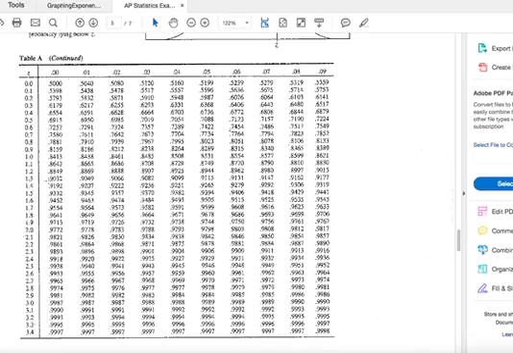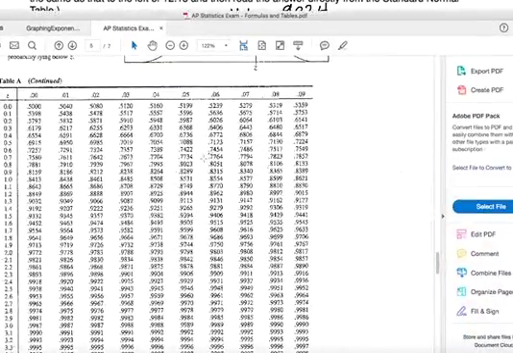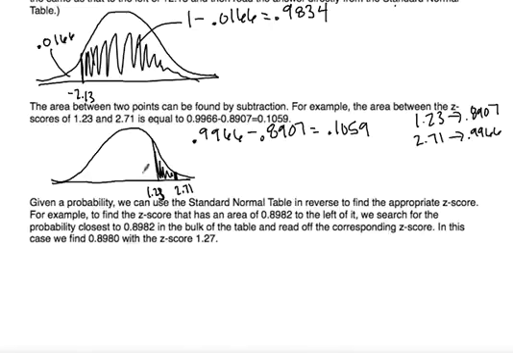The 1.3 row starts at 0.90, and the 1.2 row starts at 0.88, so we're going to be looking in this row. We are looking for 0.8982. So 0.8962, 0.8980, 0.8997. The one that's closest would be at 1.2 and 0.7. So 1.27.